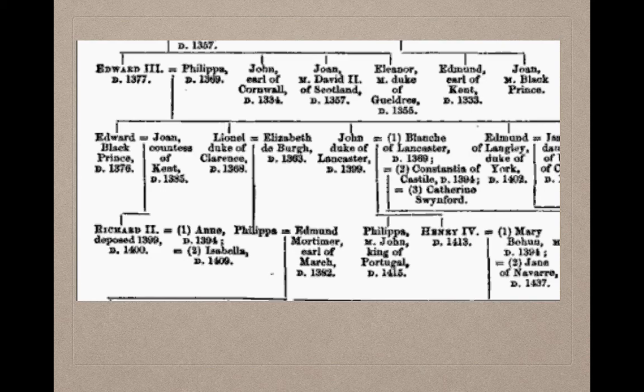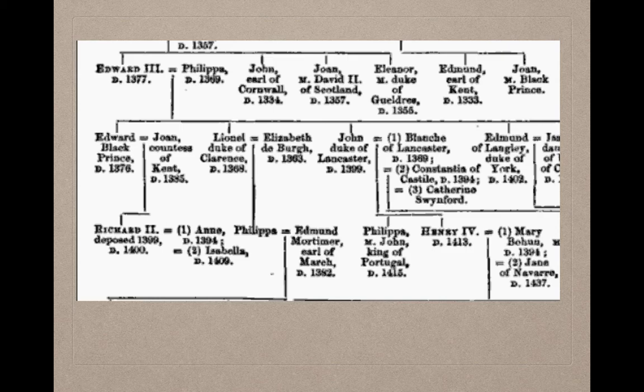If you know your history and remember that Shakespeare is not exactly accurate to history, although in this case he's helpful, you'll know that Richard is deposed, and you see there Richard II deposed in 1399 and died in 1400, and he is in fact deposed by Henry Bolingbroke, who is the son of John of Gaunt.